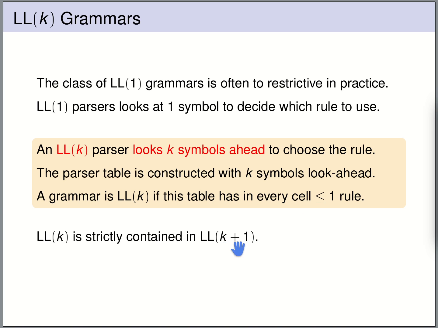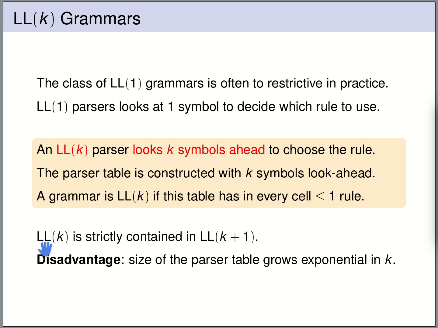Increasing the K gives strictly more power. However, it has a severe disadvantage, namely that increasing the K yields an exponential growth of the parser table.